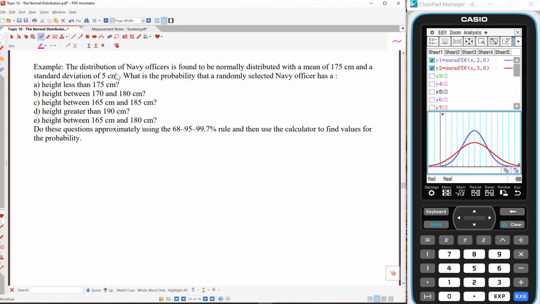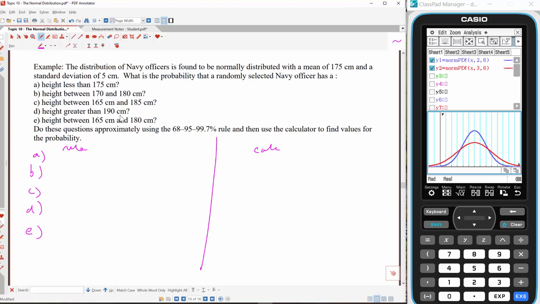All right, so the distribution of Navy officers is found to be normally distributed with a mean of 175 and a standard deviation of 5. What's the probability that a randomly selected Navy officer has a height less than...? Do these questions approximately using the rule and then use the calc to find it. Okay, so let's do that. I'm going to answer A, B, C, D, and E using the rule and then the calc.